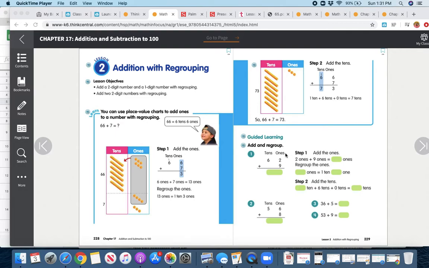So here we are, of course, going to start with the ones, 62 plus 9. So we're going to add 2 plus 9. Okay, so when you add 2 ones and 9 ones, again, you can draw a picture if you need to.